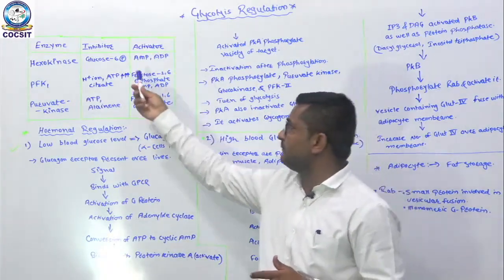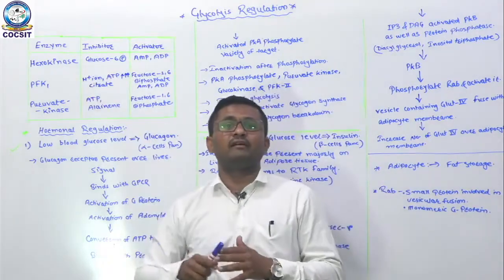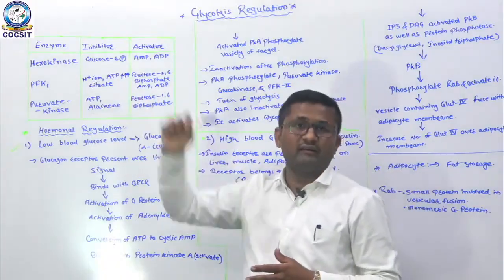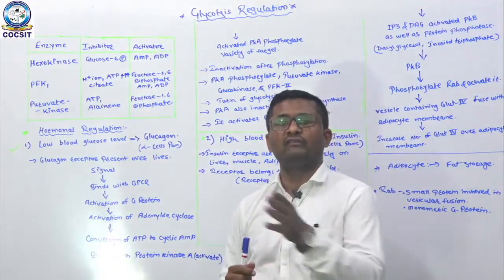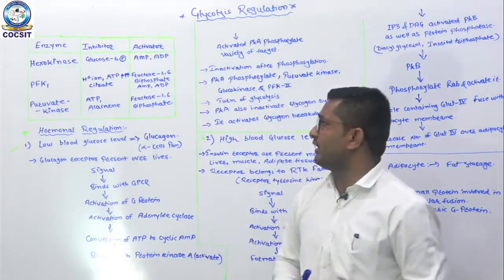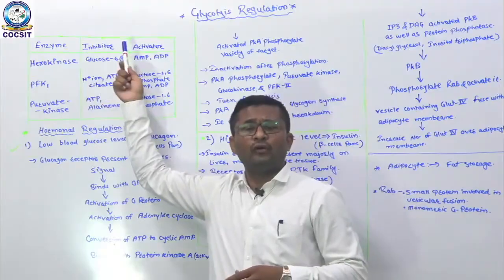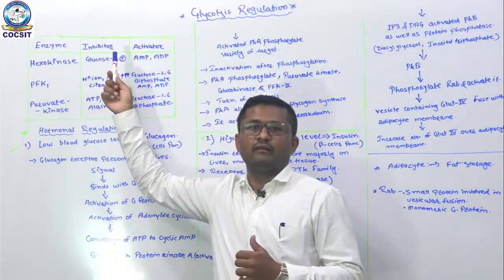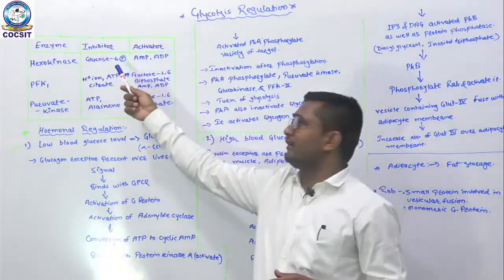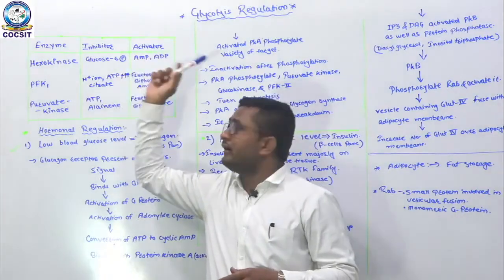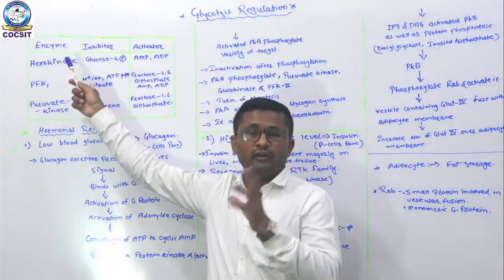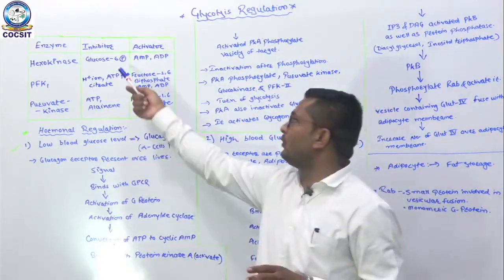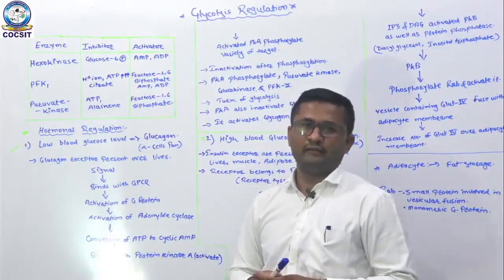The reaction catalyzed by hexokinase is the conversion of glucose to glucose 6 phosphate. Now if there is already a lot of glucose 6 phosphate present in the cell, then this glucose 6 phosphate will inhibit the activity of hexokinase, so that further glucose 6 phosphate will not be generated.